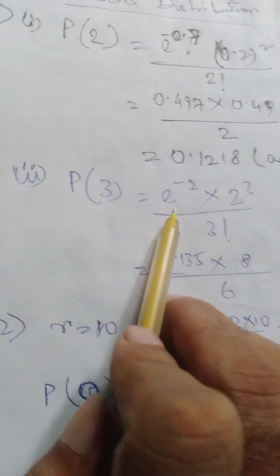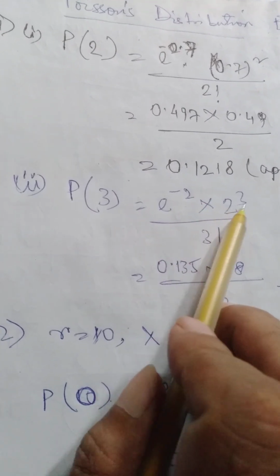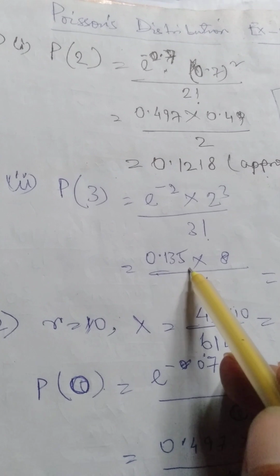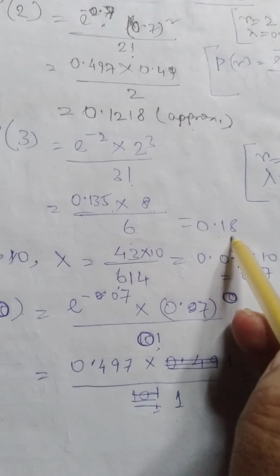So P3 equals e to the power minus 2 into 2 to the power 3, 2 cubed, divided by 3 factorial. It means 0.135 into 8 divided by 6. It makes 0.18 approximately.